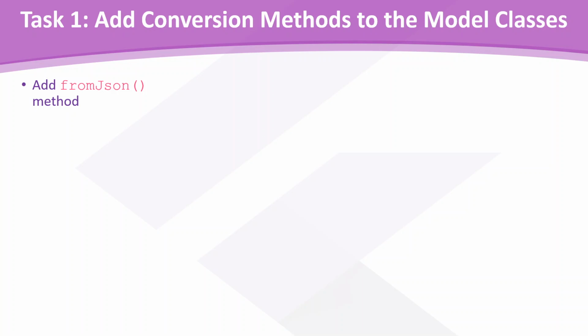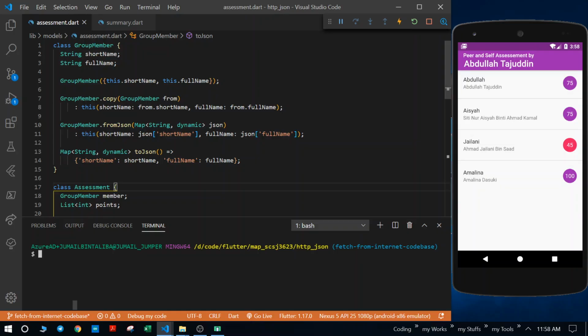So the first task that we are going to do in this demo is to add the conversion methods to each of the models. So we are going to add a fromJSON method and also a toJSON method. Okay, let's take a look at our code. I suppose you already checked out the fetch-from-internet code base. For adding the two methods, in fact, the branch already has them.